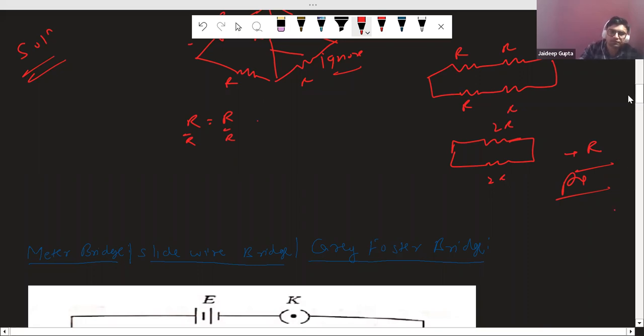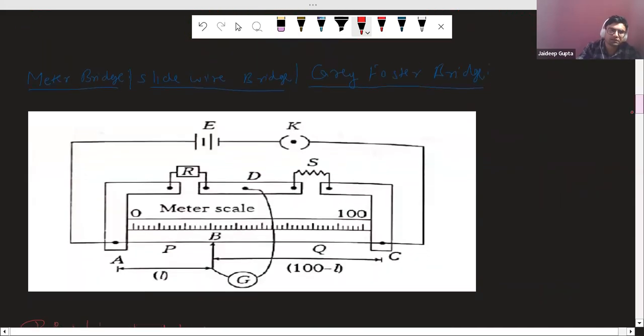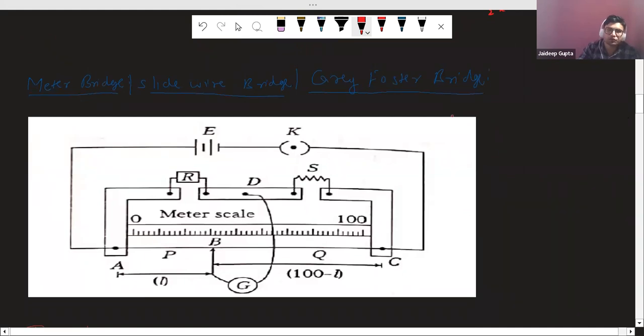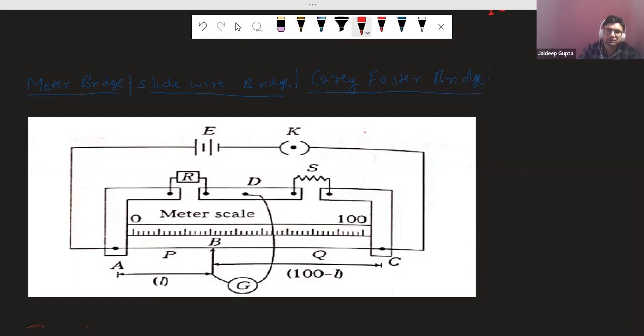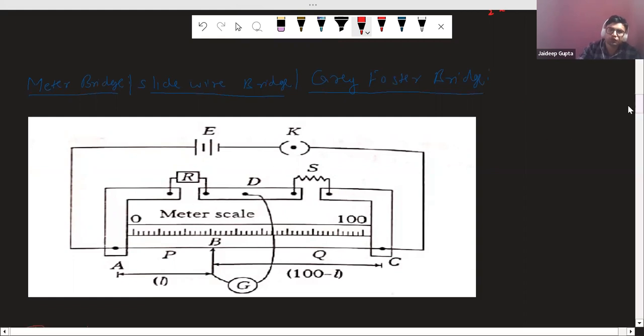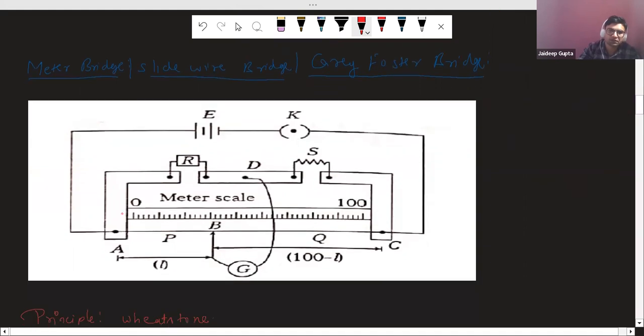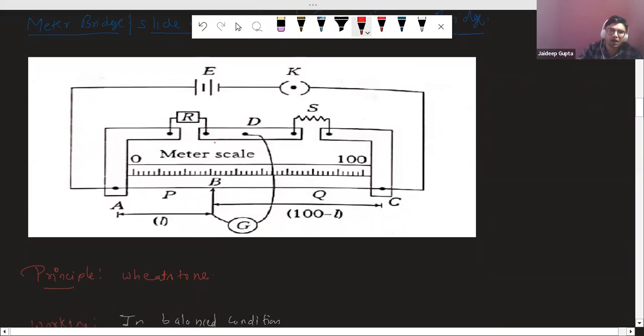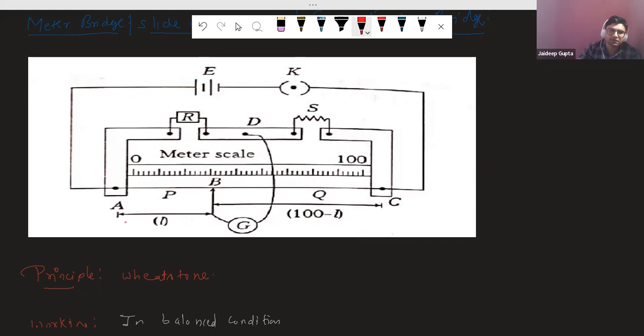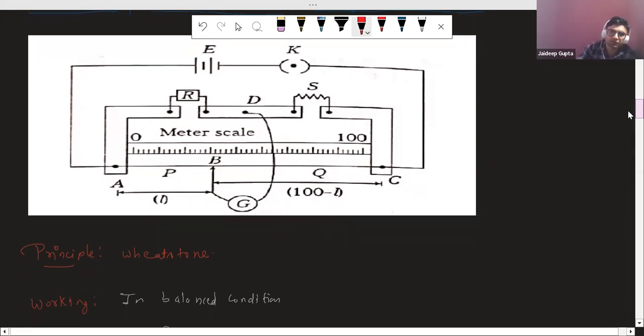Next. Meter bridge. It is a device, also known as slide wire bridge, or Carey Foster bridge. It is a device used to find out the unknown resistance. This is a 1 meter wire. R and S are the resistances. R is the resistance box. AC is the wire. This is the null point, where there is no current through the galvanometer, means the null deflection point.